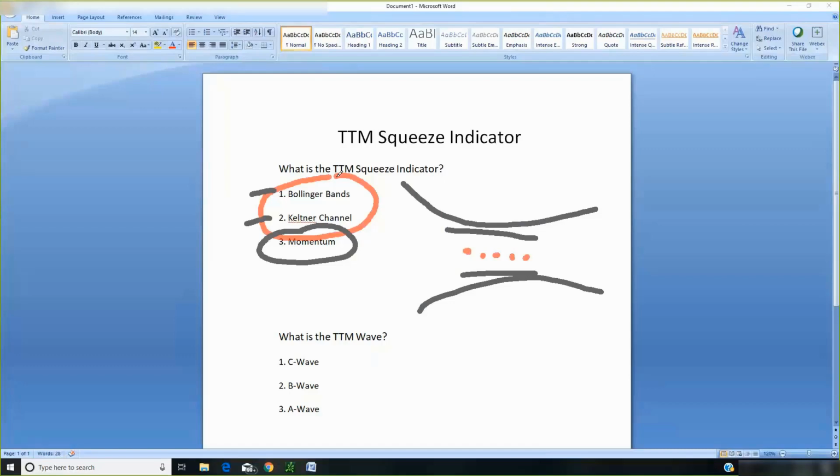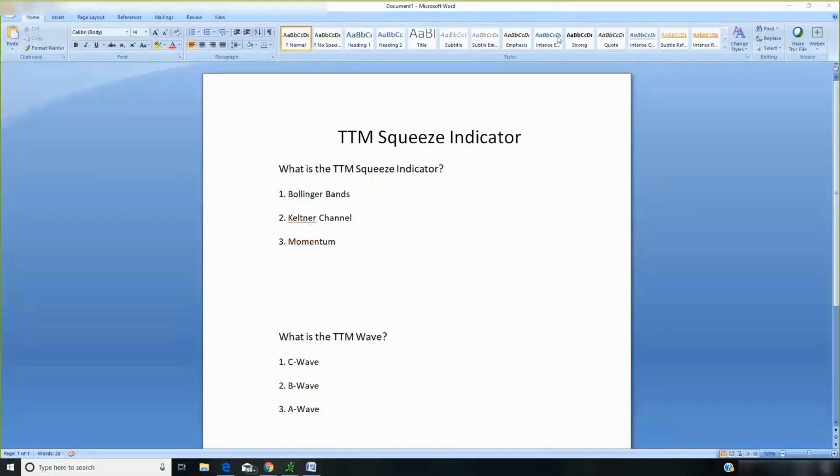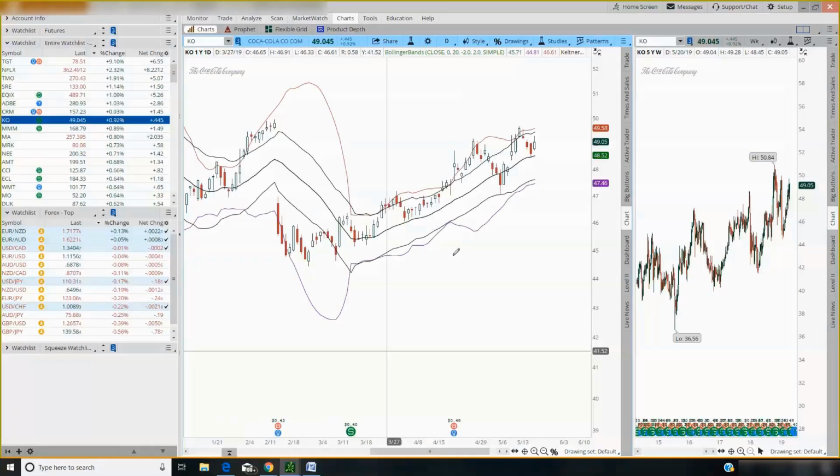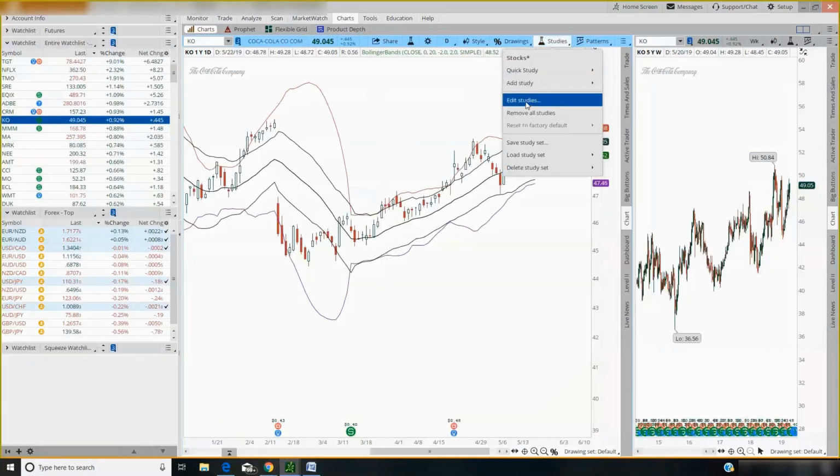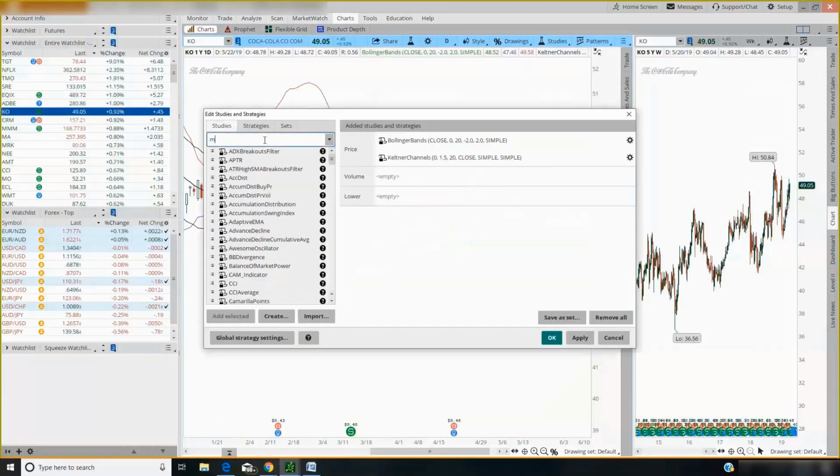So, how do we figure out which way it's going to go? Now, there are other factors, but let me talk a little bit about momentum. There is actually an indicator called momentum. So let's go back over here and let's add momentum.